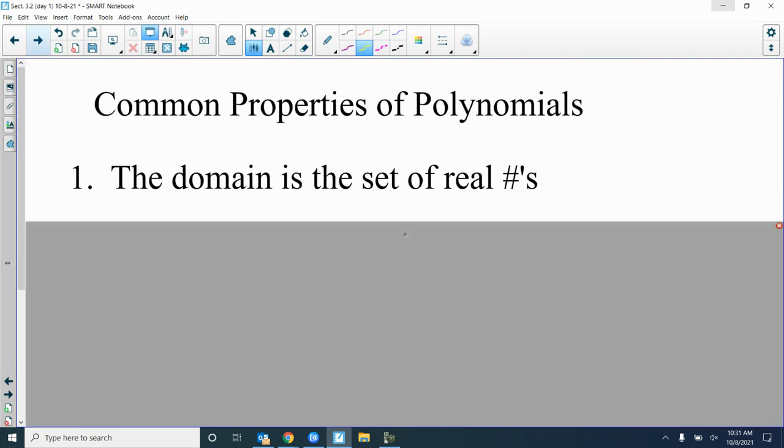All right, now with polynomials, a couple of properties. The domain is the set of all real numbers. You're not going to come across a 0 in a denominator, and you're not going to come across a radical. So there's no negatives underneath the radical we need to worry about. Set of all real numbers.